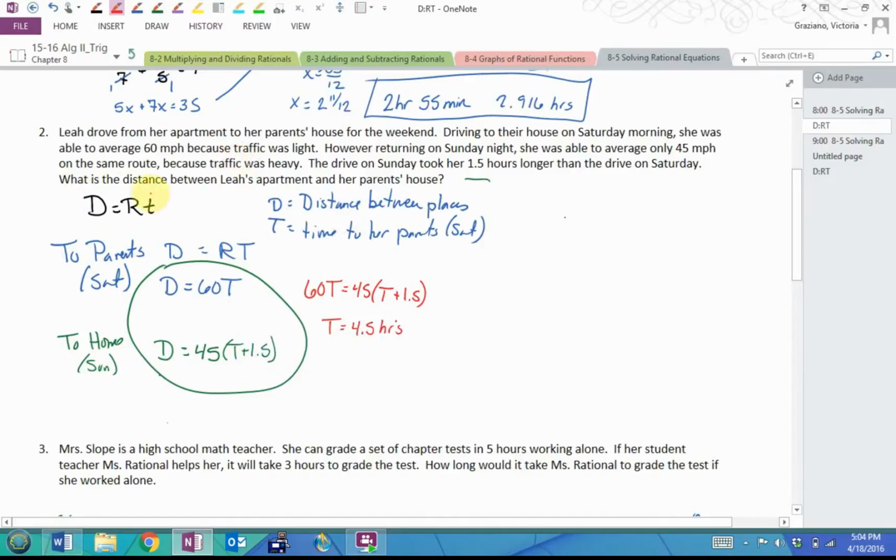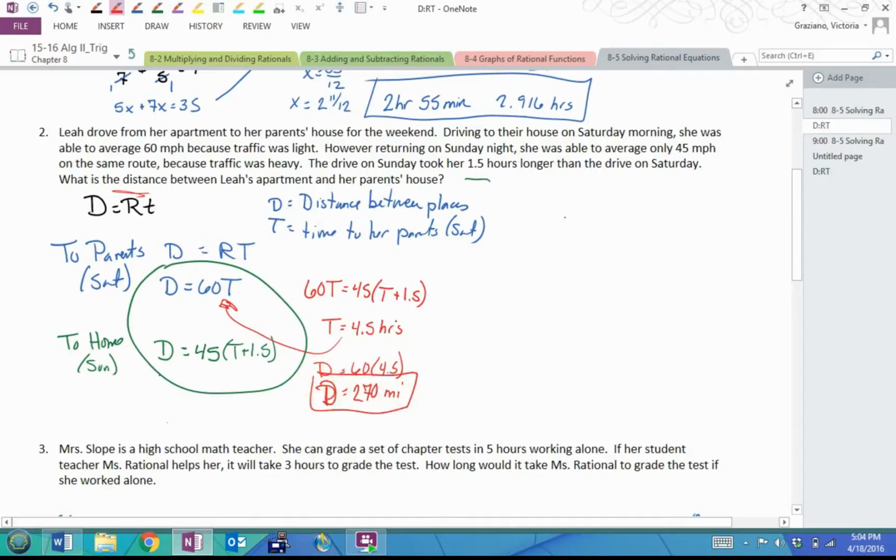Remember, we're supposed to be finding distance. So once I know the time, I can go ahead and substitute it in there. I could put it in the second equation also, it doesn't really matter. And so I find the distance between her parents' house and her apartment is 270 miles.